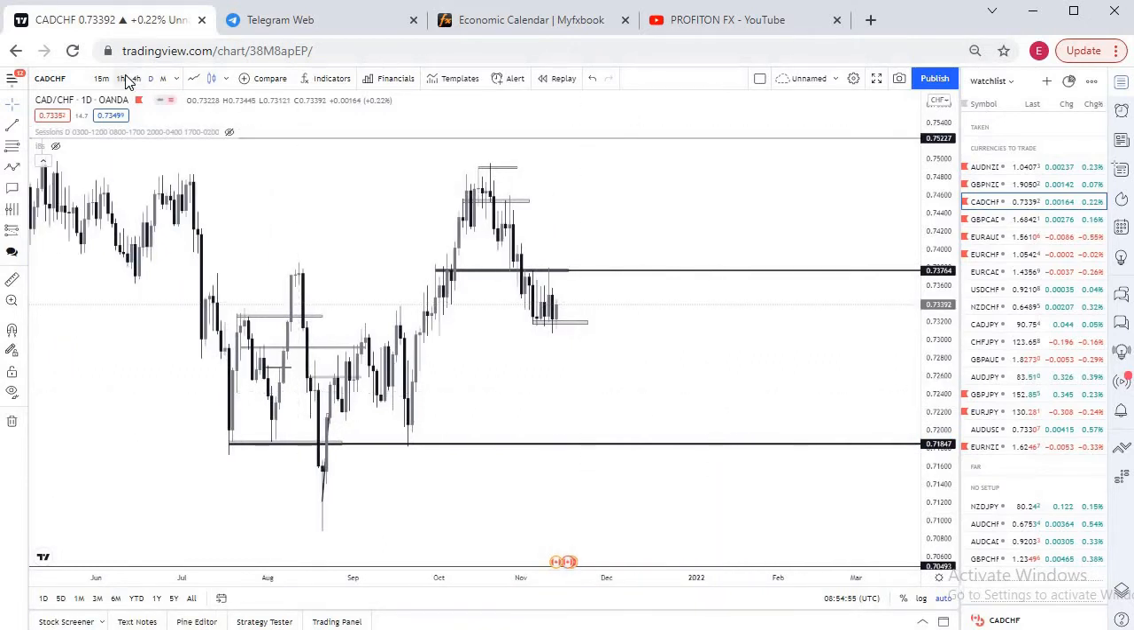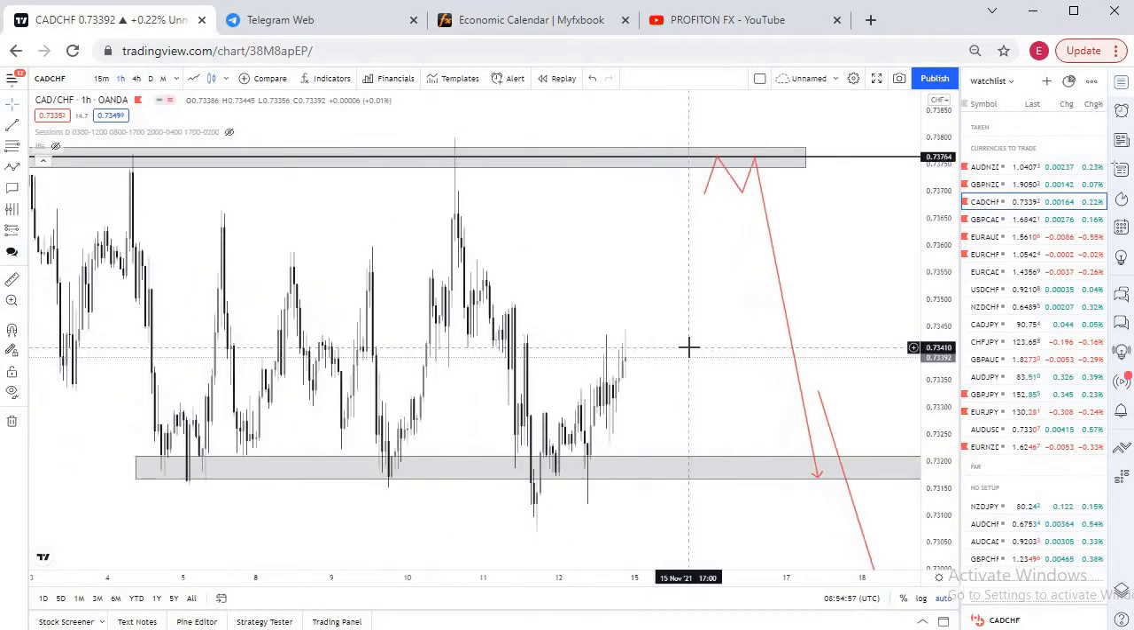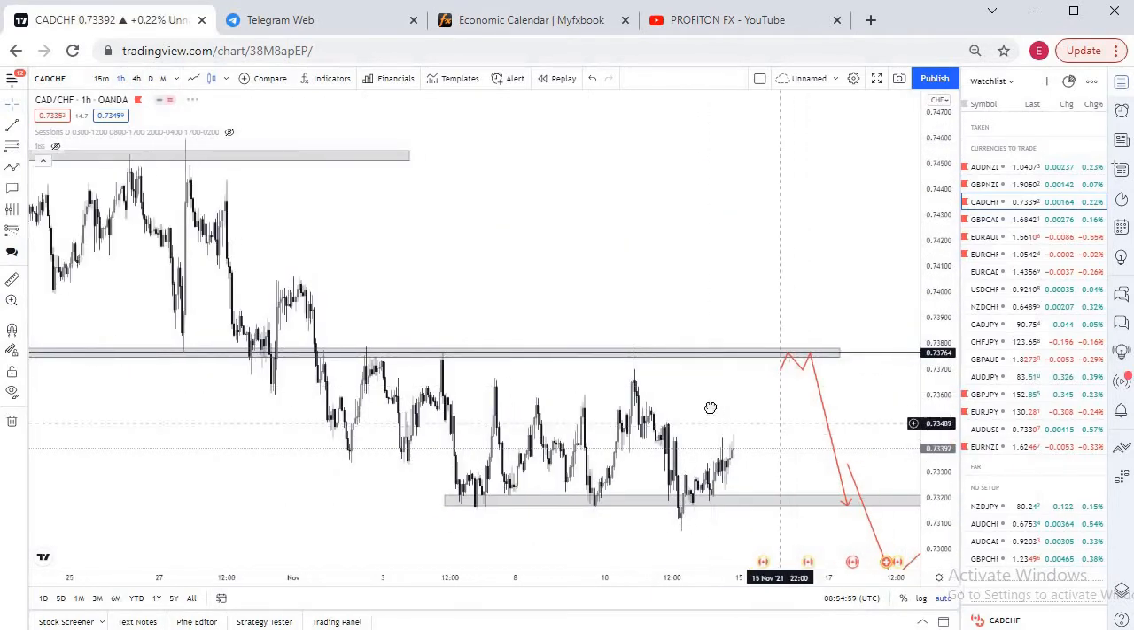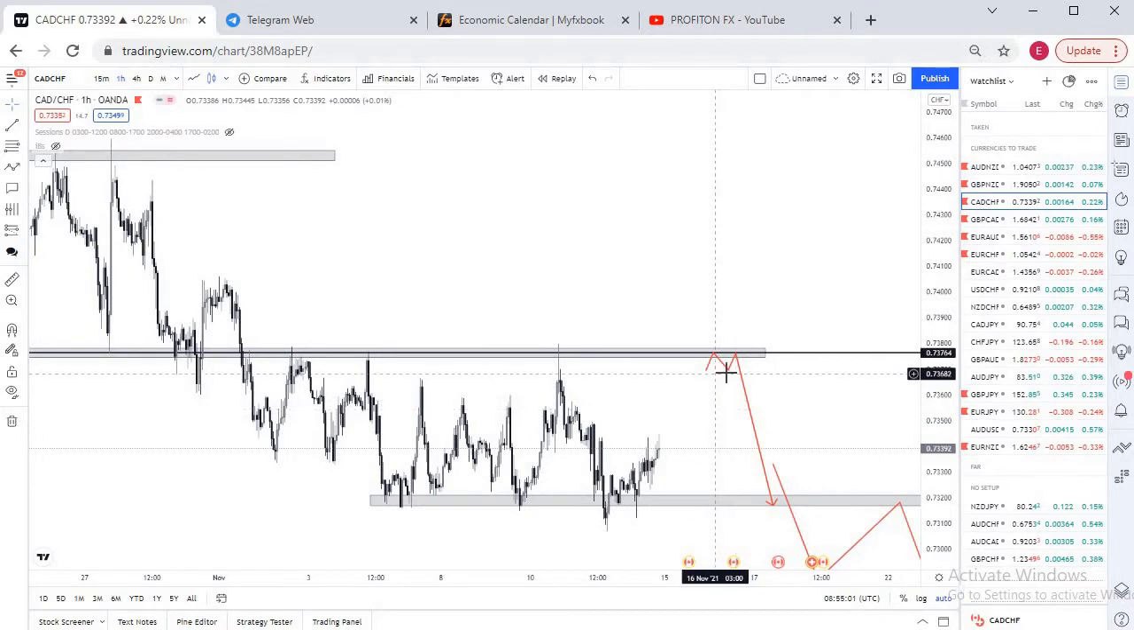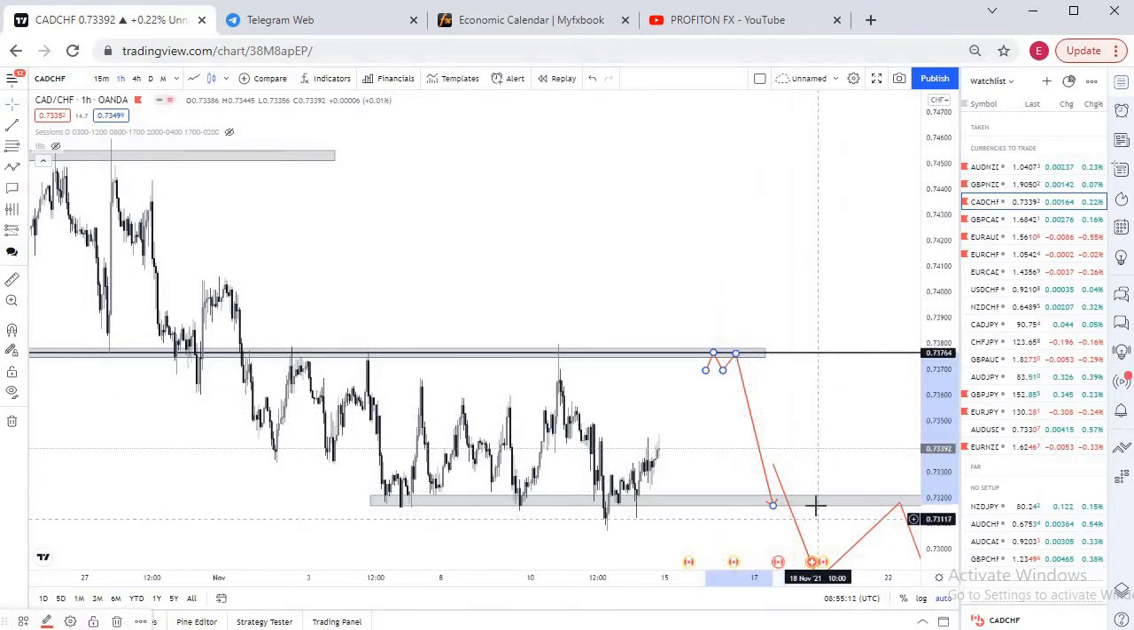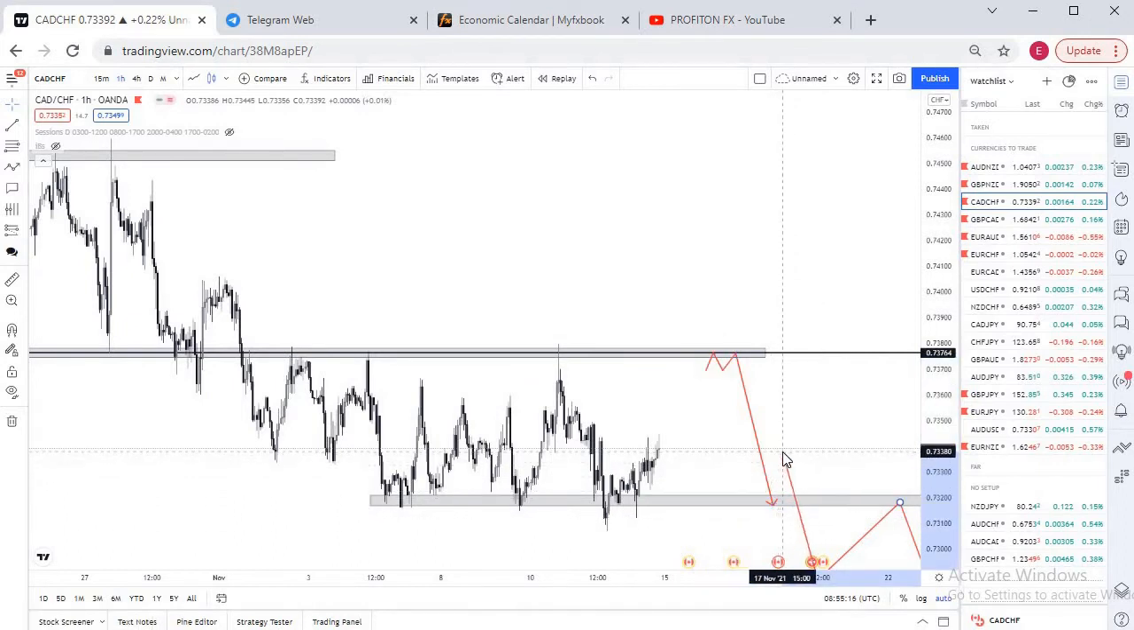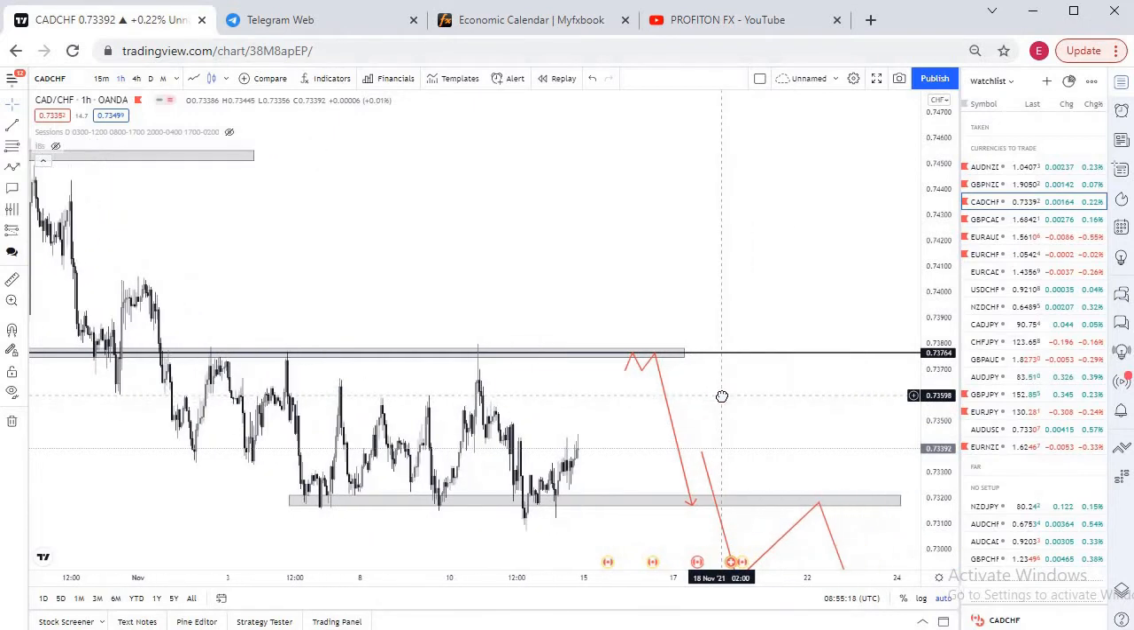So yeah, this is what I'm looking at. I'm waiting for a few rejections off of this level. If price will be able to come back to this level, then I'll be looking to short this market. Then the second setup is a break and retest setup. So that's it for CAD Swiss franc. We move on.